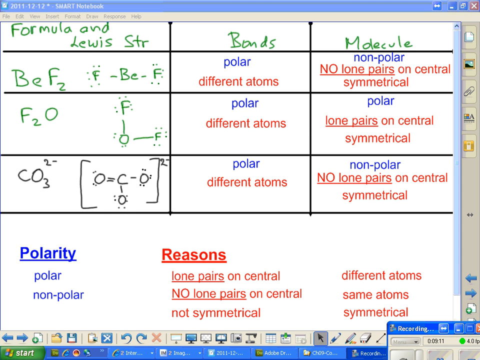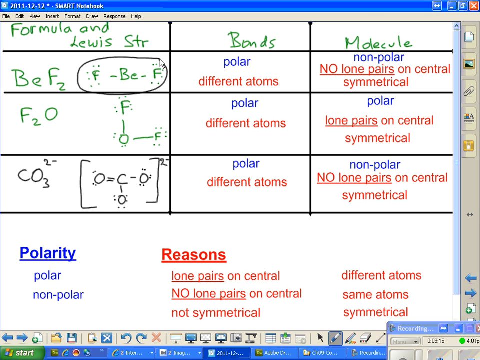Now let's review the molecules themselves. So we'll circle the whole molecule this time as we talk about the last column where we're talking about molecules themselves. Okay, and I've circled the molecules. Let's do the beryllium difluoride first. Nonpolar, again, because of no lone pairs, and the fact that the fluorine on the left and the fluorine on the right, you have the same atom.